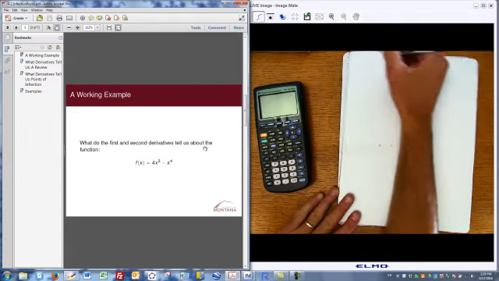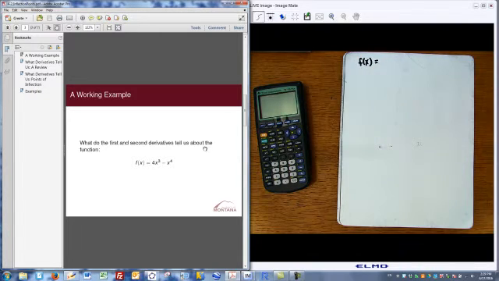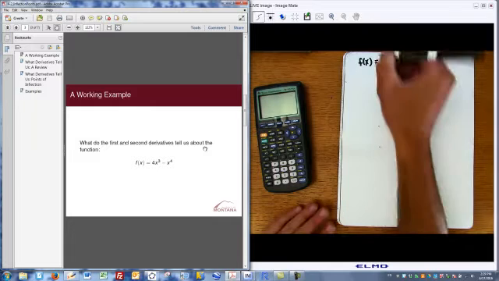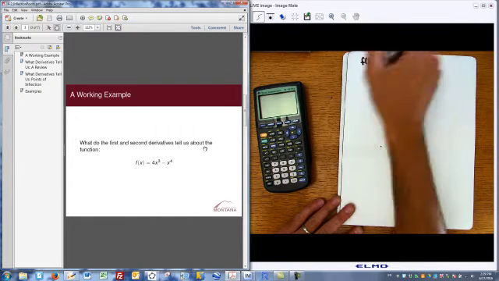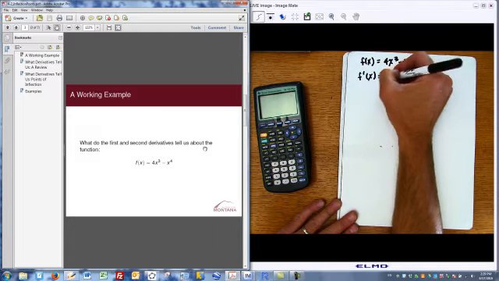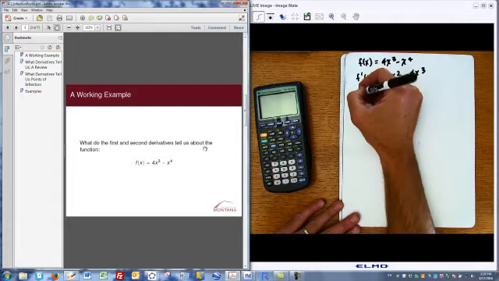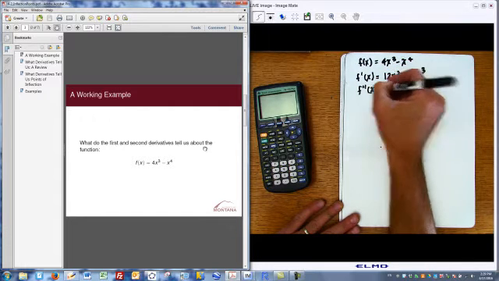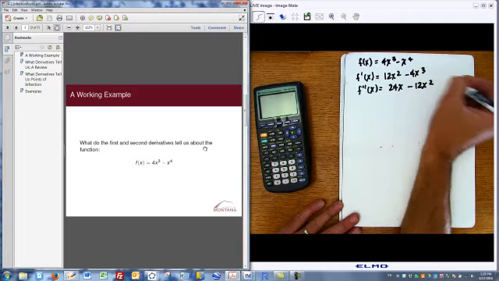So our function at hand is f of x equals 4x to the third minus x to the fourth. Okay, so if we take the first derivative of that function, we get 12x squared minus 4x to the third, and if we take the second derivative of that function, we get 24x minus 12x squared.